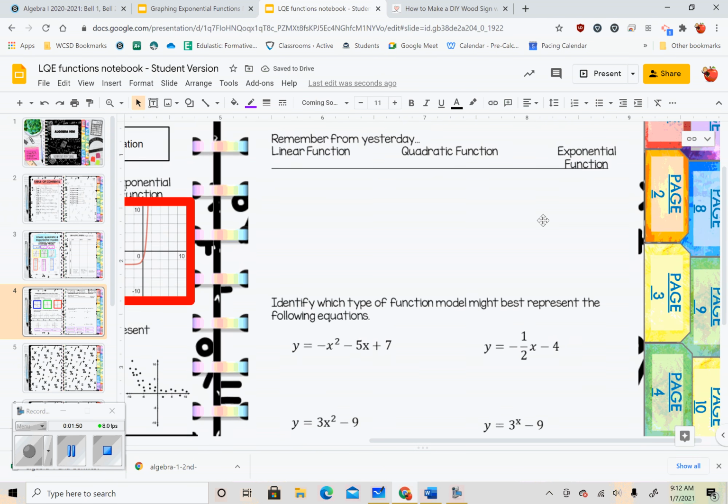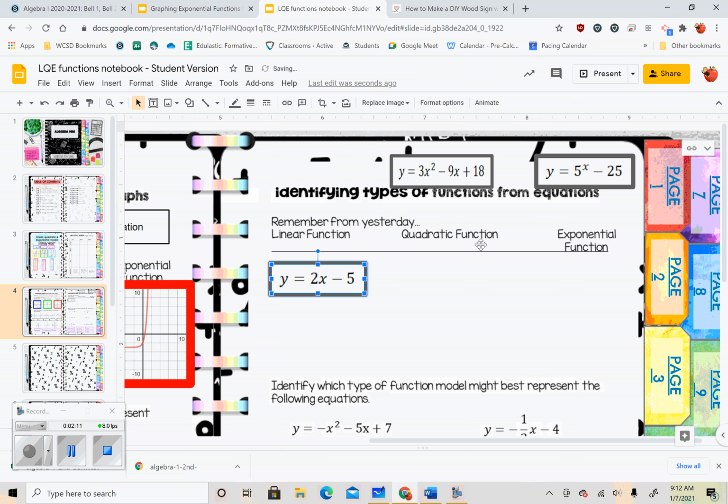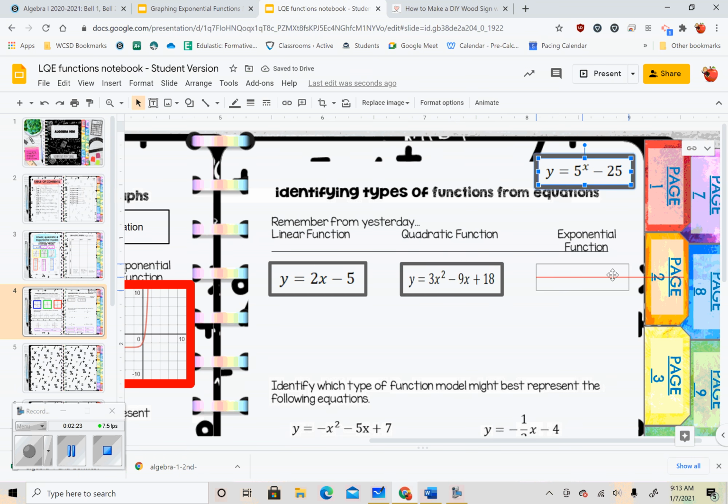Now I'm going to go to the other side, which is off from an equation. So remember an equation in slope-intercept form, y equals mx plus b. So the x is in the problem, but doesn't have an exponent of 2, and also is not in the exponent. So that means it's this one, y equals 2x minus 5. Quadratic function has an exponent of 2. So in our case, this one has an exponent of 2. That's my quadratic function. My exponential function, y equals 5 to the x minus 25.